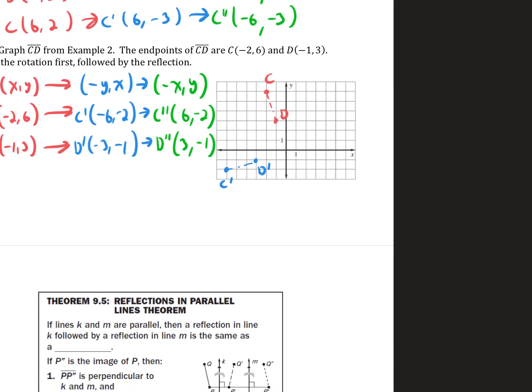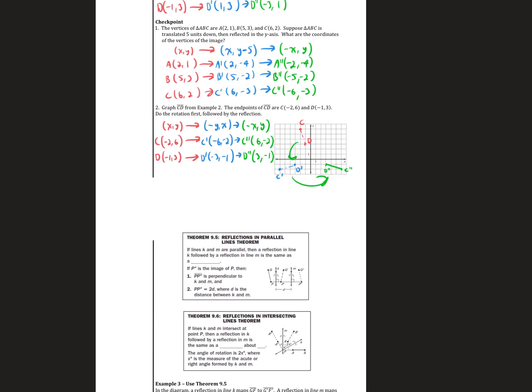So we go right 6, down 2. That's C double prime. And then we have 3, negative 1, which will go right 3, down 1. D double prime. And that is going to be a rotation and then a reflection over the axis here. This is a reflection. Okay? Awesome. Sounds good? All right.